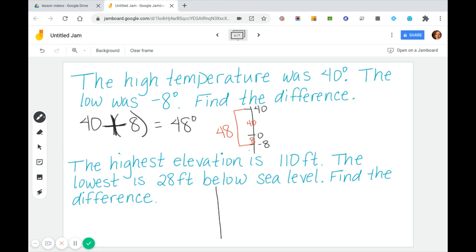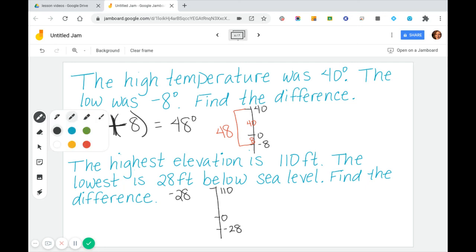So it says the highest elevation is 110 feet. The lowest is 28 feet below sea level. Below sea level means it's going to be a negative number. Sea level is considered 0 for elevation. So 28 feet below is really a -28. So just stick 0 on here somewhere. You're just doing this to help yourself, so it doesn't have to be in a perfect place. 110 is going to be up above it. -28 is going to be below it.